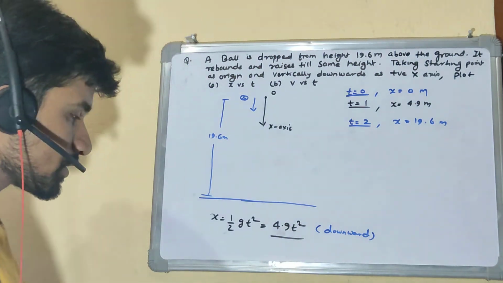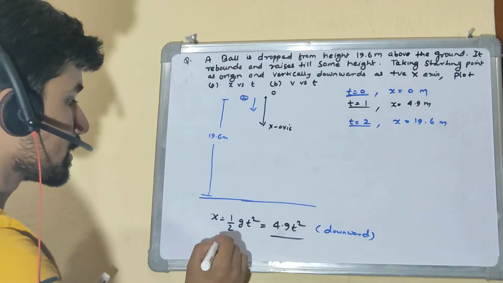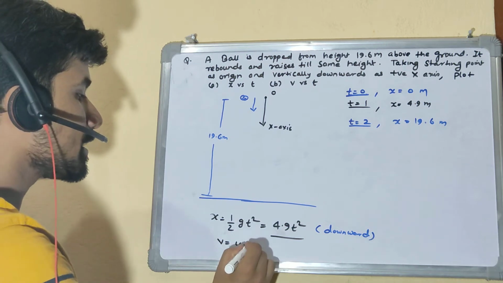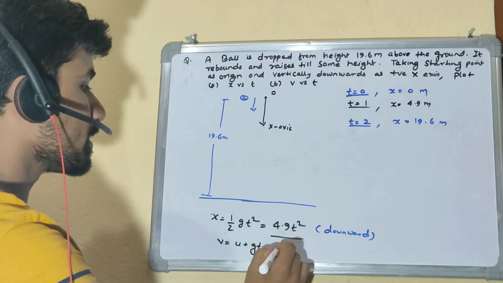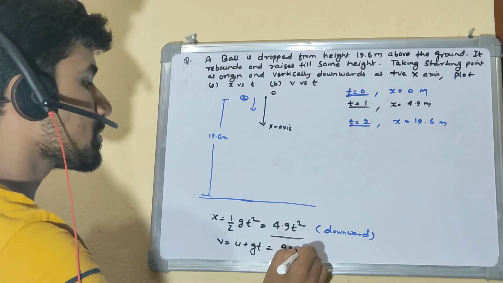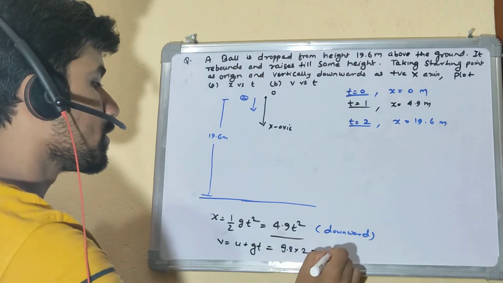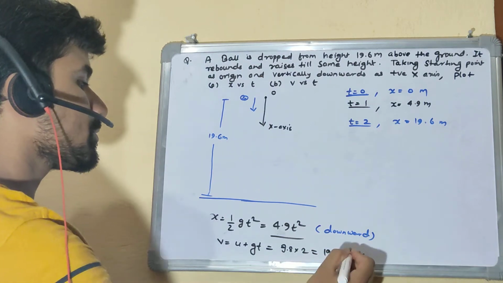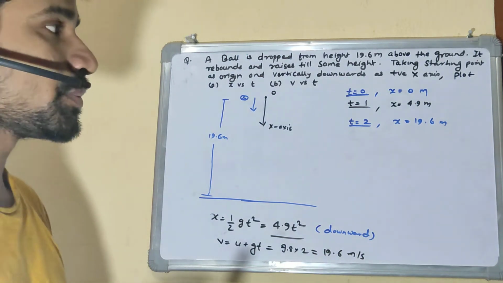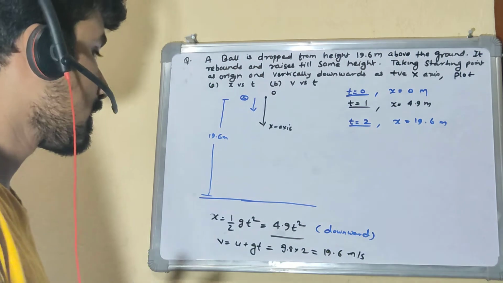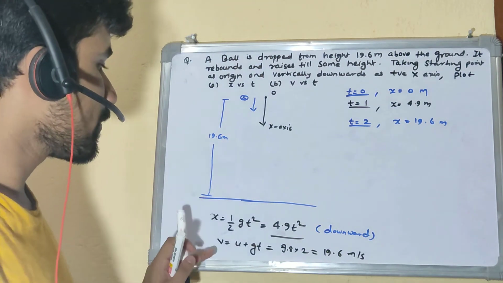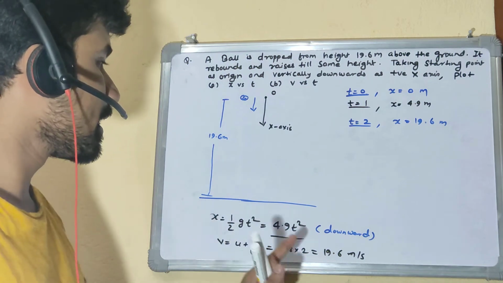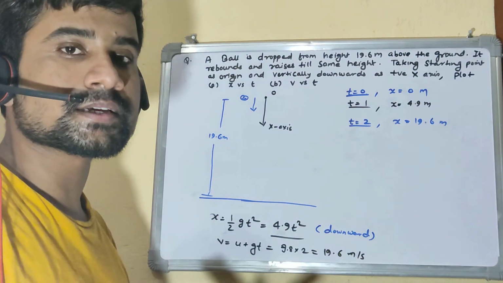The final velocity for the downward motion is given by v equal to u plus at, that is, gt. So this becomes 9.8 into 2, and the velocity becomes 19.6 meters per second. So at the end of this motion, the velocity will be 19.6 meters per second.